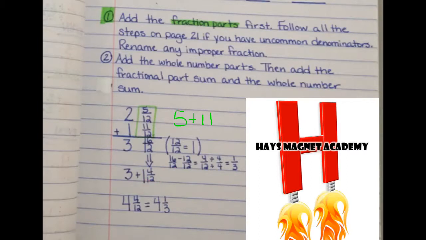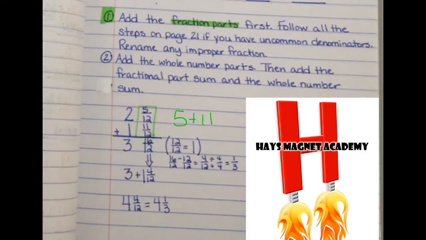Then if you also notice, 4/12 can actually be simplified to 1/3. 4 and 12 are both divisible by 4. 4 divided by 4 gives you 1. 12 divided by 4 gives you 3. So we can simplify that down to 1/3.